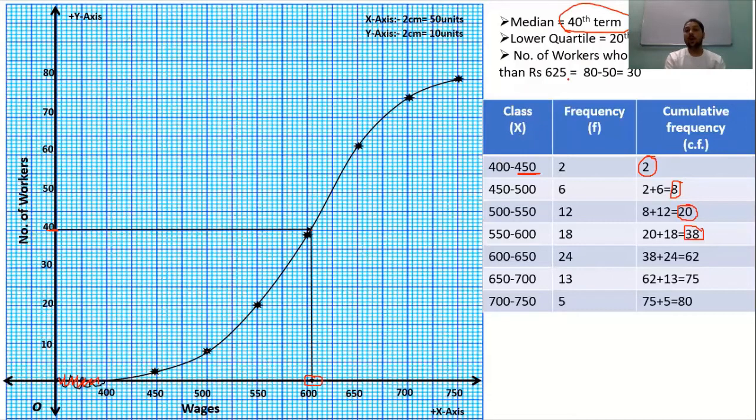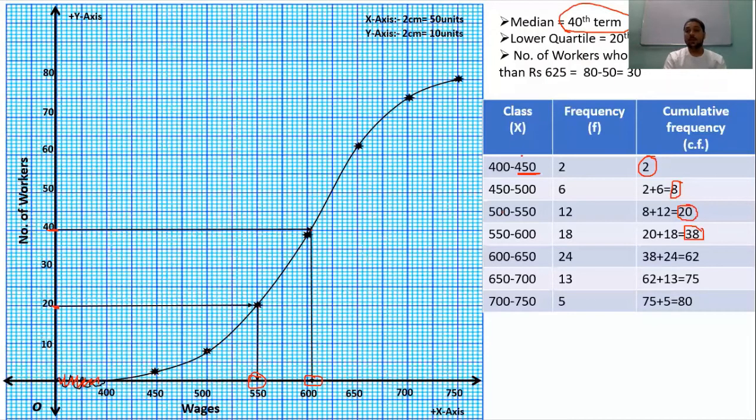Then the lower quartile is the 20th term, so 20 will be here. Again we follow the same procedure. Draw a line, it meets the curve at this point, and from this point draw another line, and where it touches the x-axis will be your first quartile. So we have the median as 605 and the first quartile, or lower quartile, as 550.